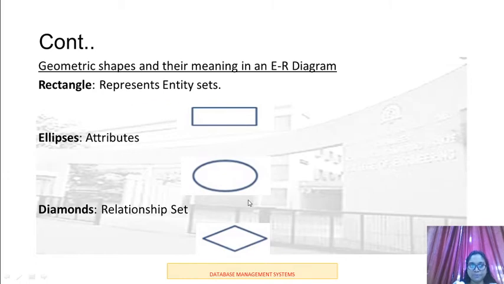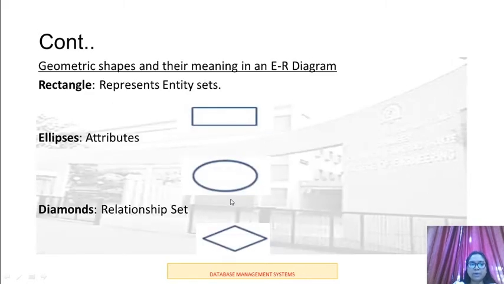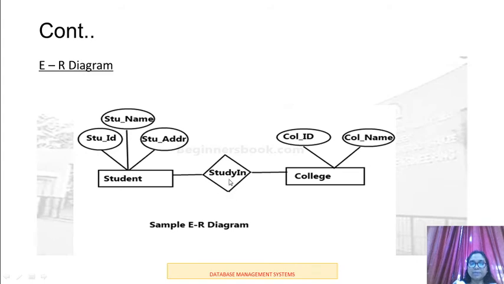Next one is the attributes. For these attributes we use an ellipse. So student has the attributes student ID, student name and student address. So an ellipse is used to represent the attributes of an entity. Then the relationship between the two entities is represented through the diamond. So this is your diamond. Studying in is the relationship between the two entities called student and college, and these are connected with this diamond. Okay, and this is the link. A line is used for the link.